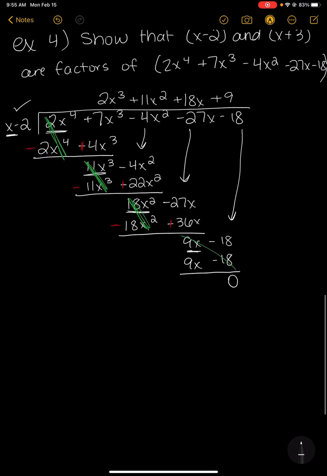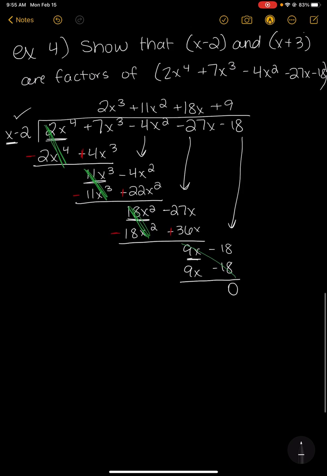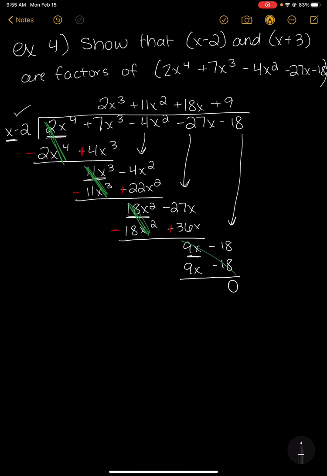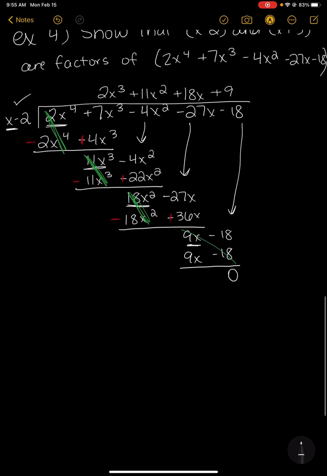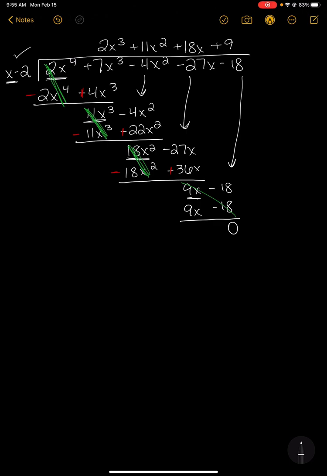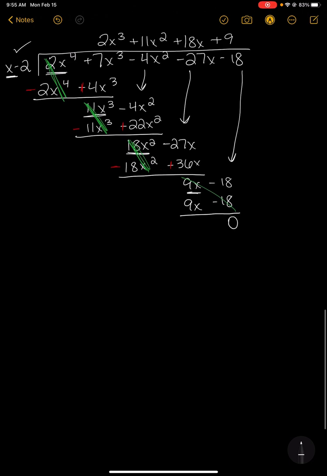So then what we can do, if you rationally think about it, if you divide out the x minus 2 and we get this quotient 2x cubed plus 11x squared plus 18x plus 9, it should theoretically divide by x plus 3 if we're trying to show that they're both factors. So you can start back at the beginning with your 2x to the fourth plus 7x cubed minus 4x squared minus 27x minus 18 if you want to and divide using that polynomial, or you can use your quotient. Especially since x minus 2 is a factor, we should be good to go using that little bit of a smaller polynomial.